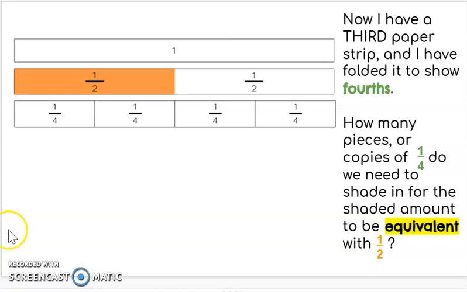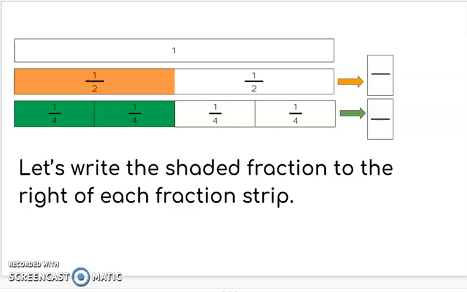So how many pieces or copies of 1/4 do we need to shade in for the shaded amount to be equivalent, or the same value, same amount, as 1/2? I'd like you to go ahead and pause this video, and on your piece of paper draw your fraction strip of fourths and see if you can shade in to see how many fourths you will need to make something equivalent to 1/2. Now let's check our work.